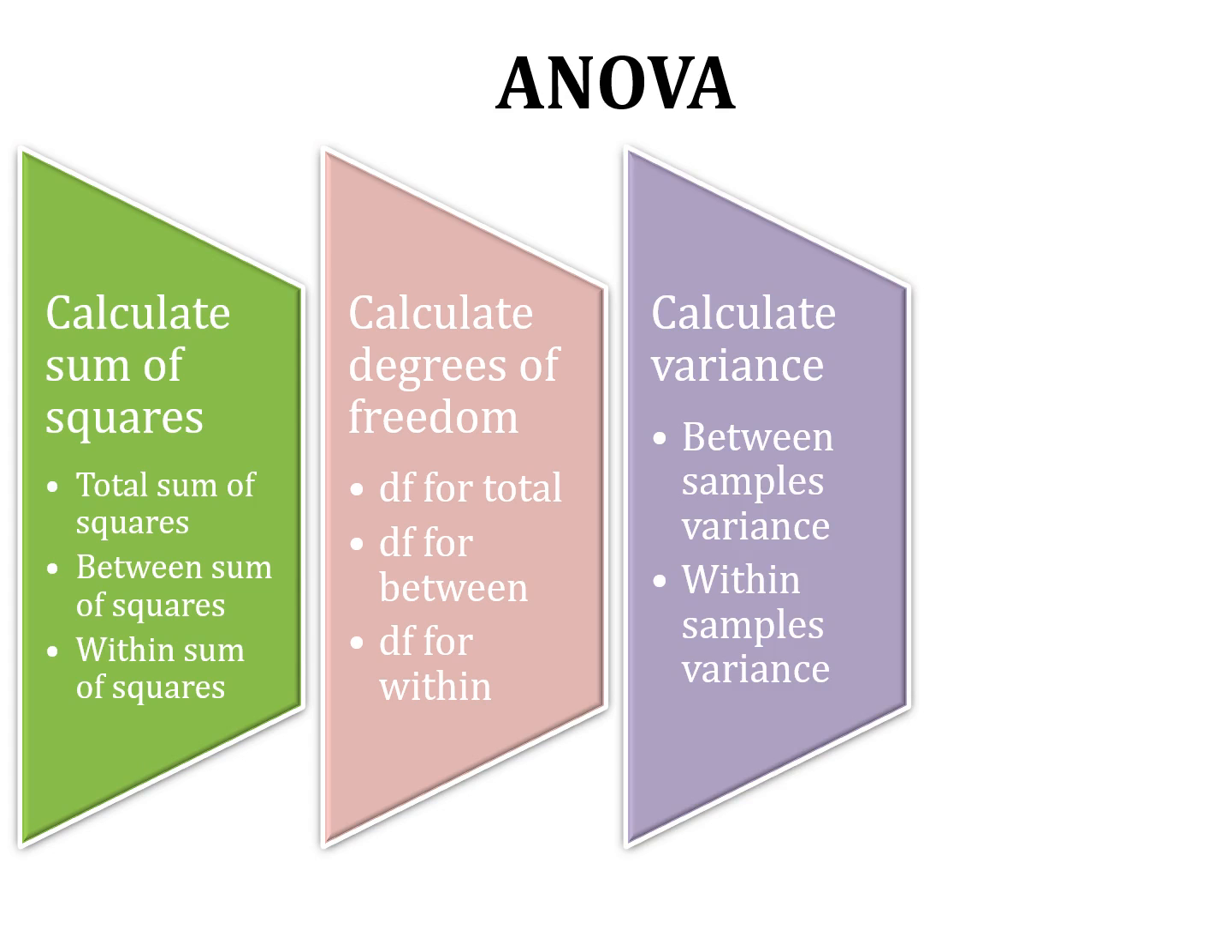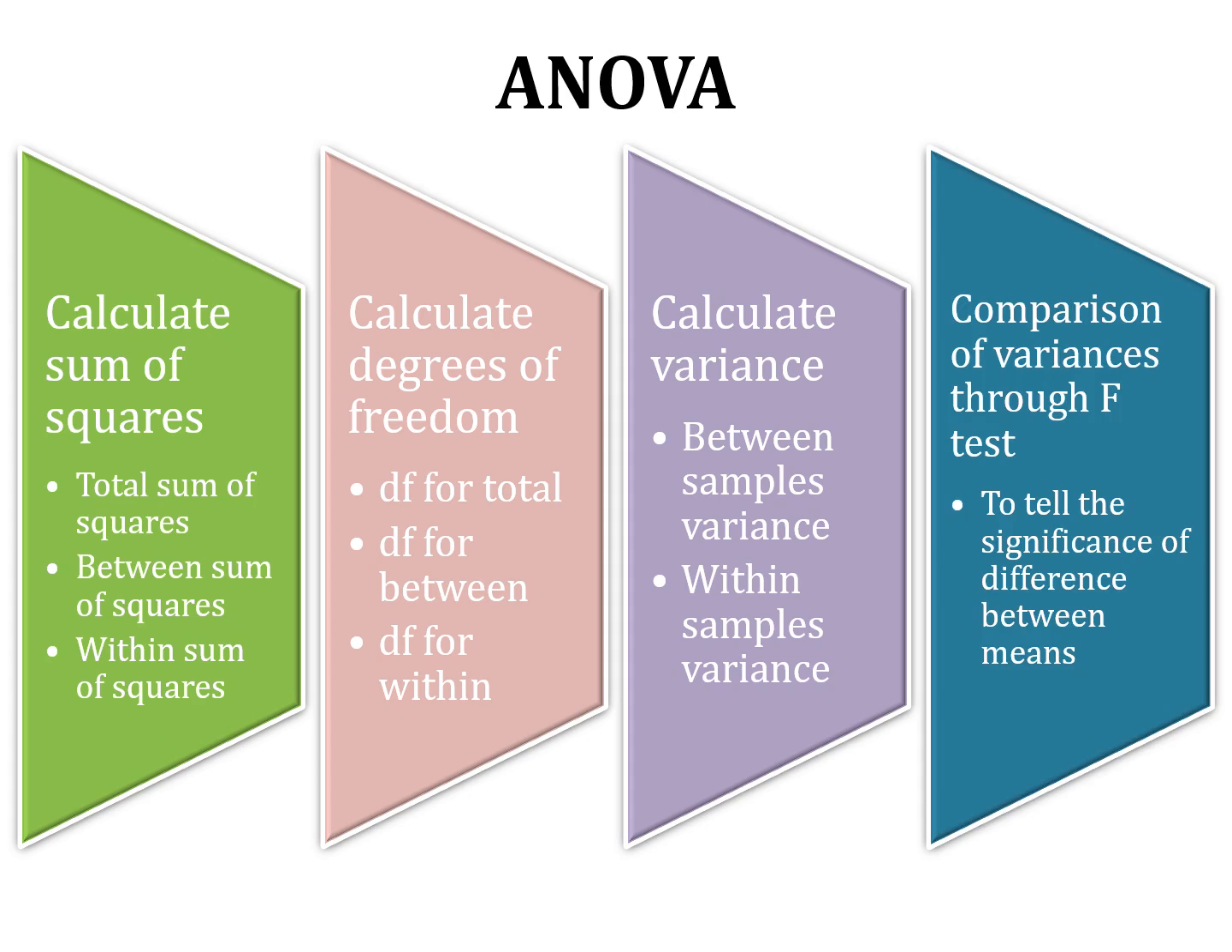And then we have to calculate variance. Now, what two variances are we going to compare in ANOVA? We are going to compare between samples variance and within samples variance. So we are going to calculate between samples variance and within samples variance. And for that purpose, we have already calculated their respective sum of squares and degrees of freedom. And in the end, we have to do the comparison of variances.